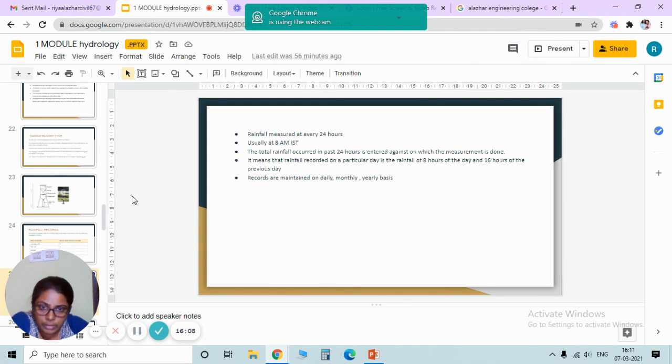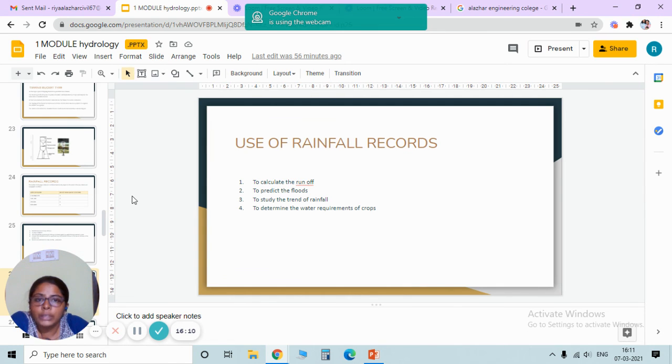Now, what are the uses of rainfall records? The rainfall records are used to calculate the runoff, to predict floods, to study the trend of rainfall, and also to determine the water requirement of crops.